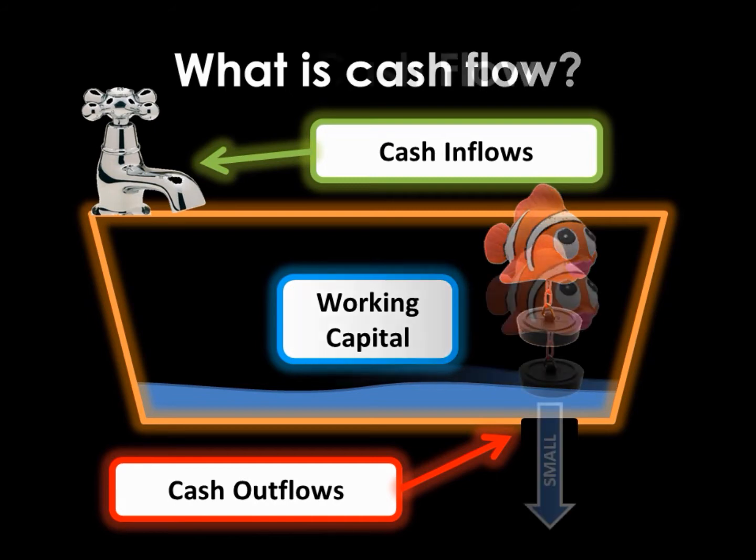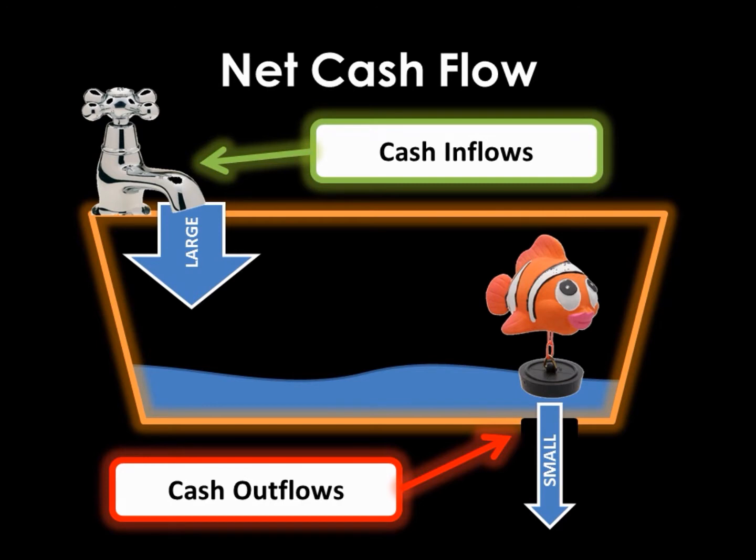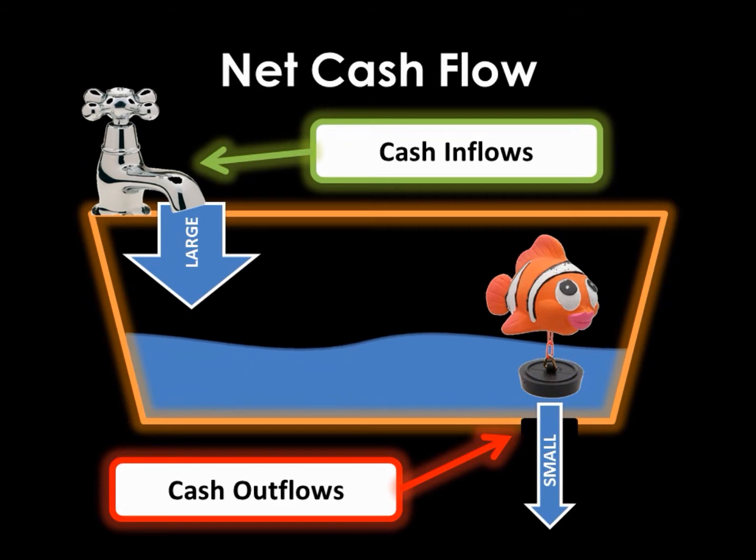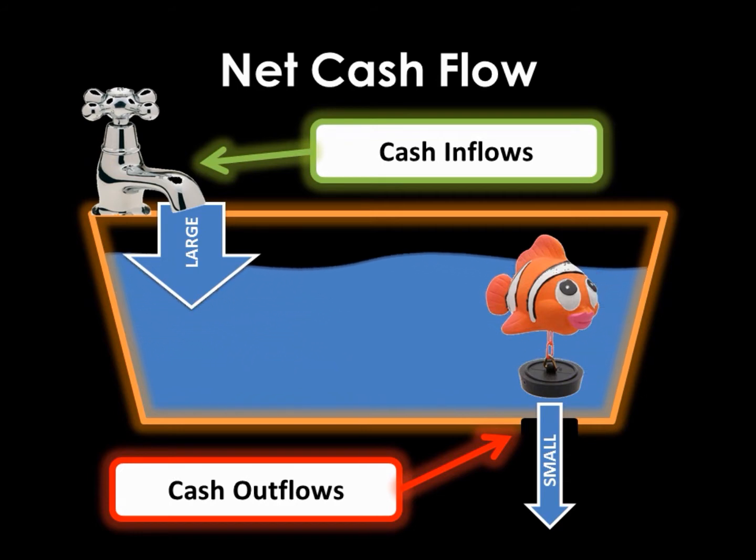Now, you'll hear a phrase called net cash flow. And net cash flow looks at the difference between the money coming in and the money leaving a business. So in this example, our cash inflows are quite large, our cash outflows are actually quite small. So you'll see, therefore, over time, the amount of working capital within our business, our water level if you like in this example, is going up. So the business has got more money available to pay bills. It's got a higher rate of liquidity.